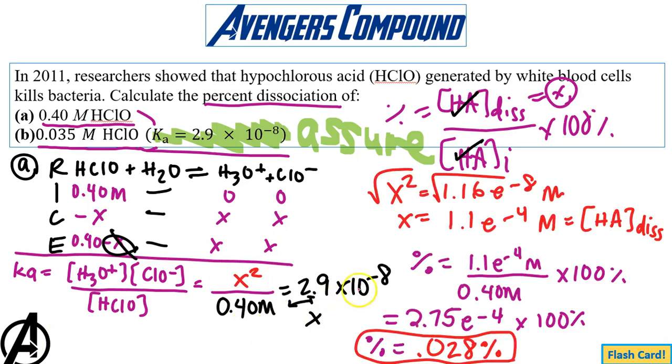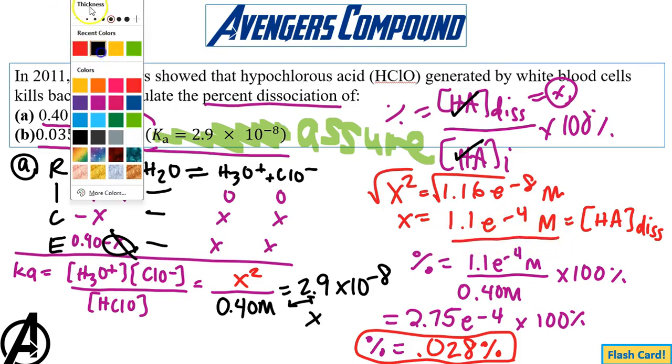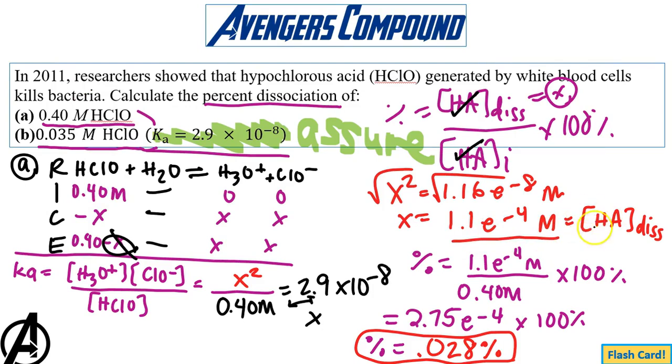Okay, I cross multiply these two numbers. I get 1.16 times 10 to the negative 8. I'm then going to take the square root of both sides, and I get X is equal to 1.1 times 10 to the negative 4. So this is my X value here. Now, once I have my X value, that's going to equal the concentration of my weak acid that's dissociated. So now I have this value.